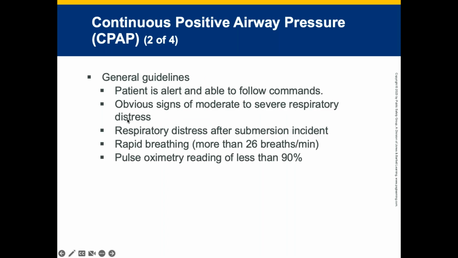So general guidelines on CPAP, the patient is alert and able to follow commands. If they're altered, they cannot have CPAP. Obvious signs of moderate to severe respiratory distress. If they have two-word dyspnea and satting at like 80%, they probably need CPAP. Respiratory distress after a submersion incident as well. Fluid in the lungs from a submersion incident is no different than CHFers with pulmonary edema. Push that fluid out. So Maine actually has a pretty aggressive drowning protocol, which most states do not have.